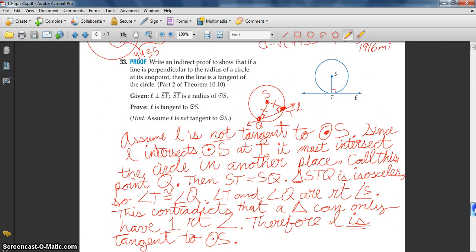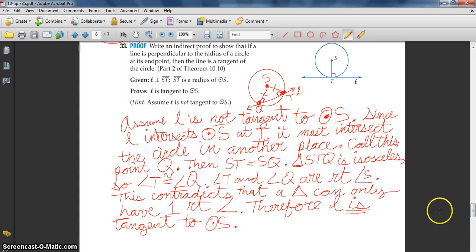Okay, for 33, write an indirect proof to show that if a line is perpendicular to the radius of a circle at its endpoint, then the line is tangent, and that should be "to," not "of," the circle. Part 2 of Theorem 10.10.